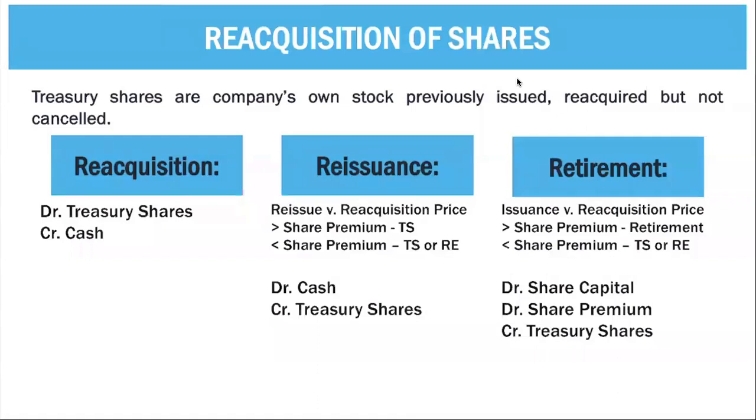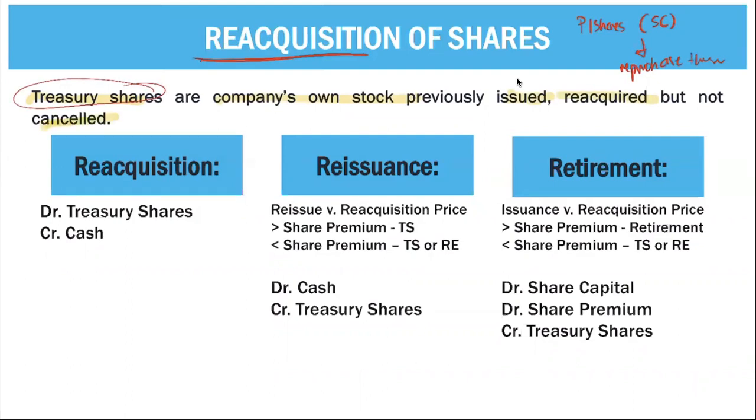So for reacquisition of shares, what we have here is a previously issued share known as your share capital, and then you will repurchase them. You issued it already and you will repurchase them. We call them reacquisition. So in reacquisition of shares, these are called treasury shares. So these reacquired shares, take note, are known as treasury shares. These are the company's own stock previously issued. However, they are reacquired but not canceled.